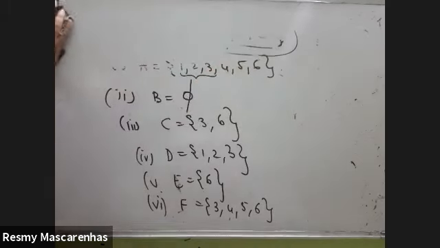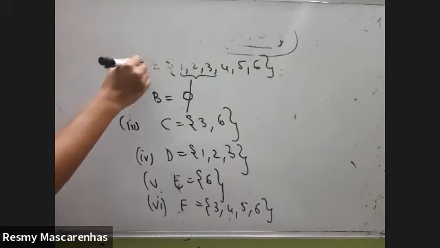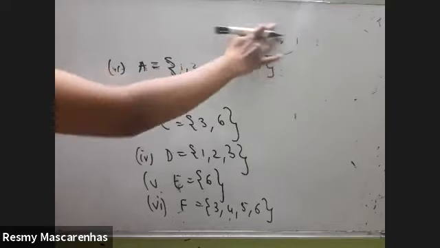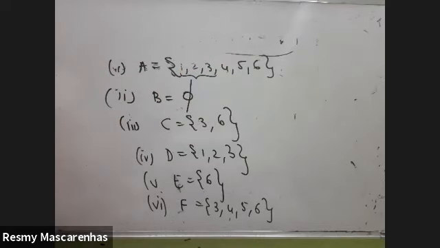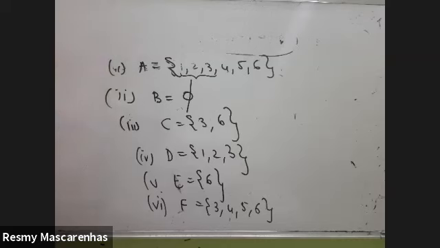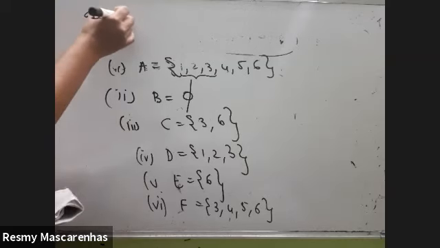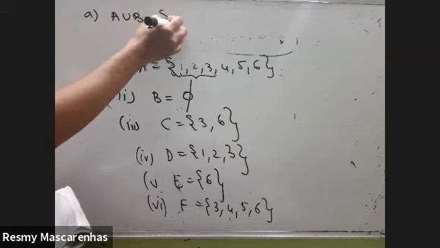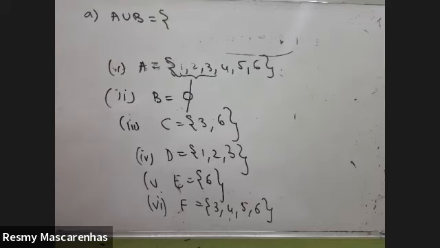So based on this, they asked you to find some sets. This is very simple. As long as you get these sets, this is common with the sets chapter. So the first one, you have to find A union B. This everyone must be clear about by now. A union B, so you have to combine them.